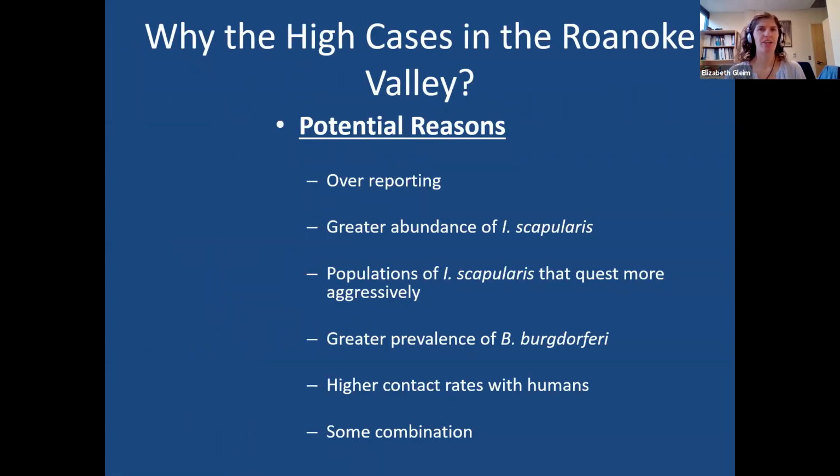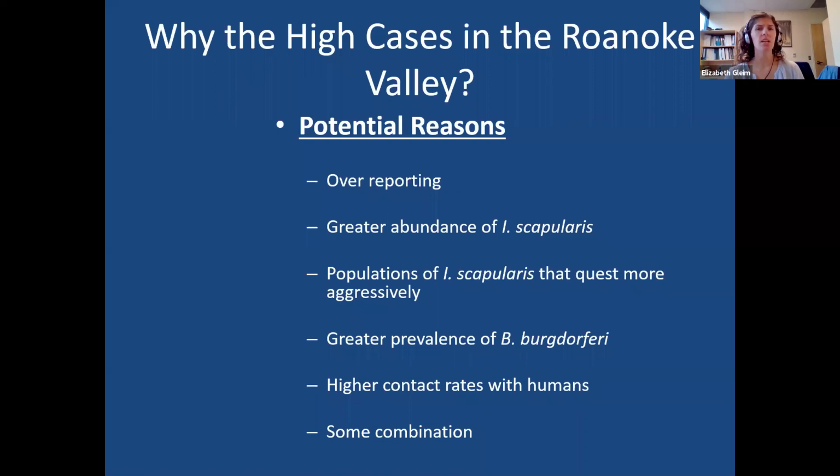Now, when we're trying to figure out why we have this hotspot developing, and this would be true of anywhere where we're seeing an increase in case incidence of a disease, there's a lot of reasons that could be occurring. It could be occurring because of over-reporting. But other reasons that seem perhaps a little more likely is that it's possible that we have an increase or a greater abundance of the vector Ixodes scapularis. It's also possible that we have specific populations of Ixodes scapularis that have been shown to quest more aggressively, sort of what we tend to see more frequently in the northeastern US.